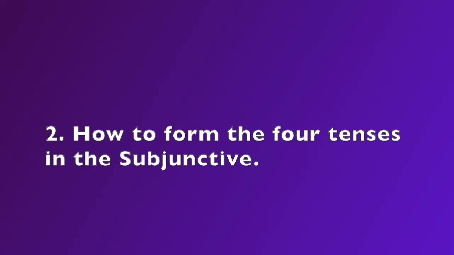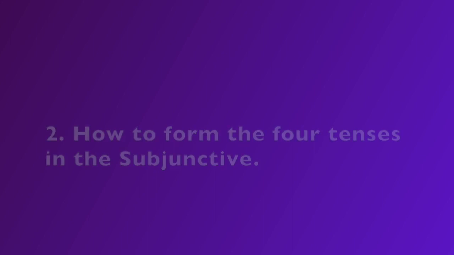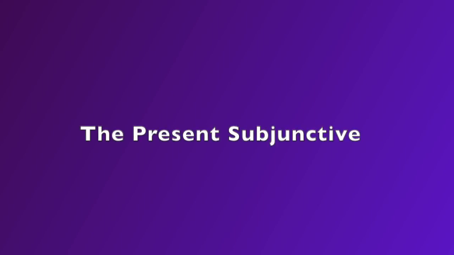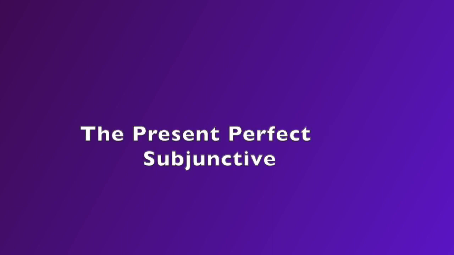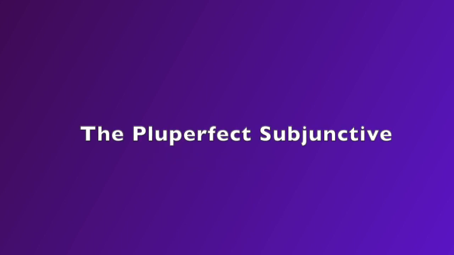It is not determined by thought or hope or a desire or what one knows or believes, but rather it is determined by the types of clauses that are involved. 2, we will need to know how to form the 4 tenses in the subjunctive mood. So the 4 tenses of the subjunctive that you guys will learn will be the present subjunctive, the imperfect subjunctive, the present perfect subjunctive, and the pluperfect subjunctive.